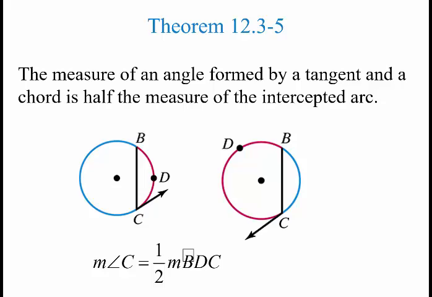All right, another theorem. The measure of an angle formed by a tangent and a chord is half the measure of the intercepted arc. So what we have here is I want to find the measure of angle C. This right here is the tangent line and this is the chord. So the measure of angle C here is 1/2 of this arc, the measure of arc BDC. The flip side is true as well.